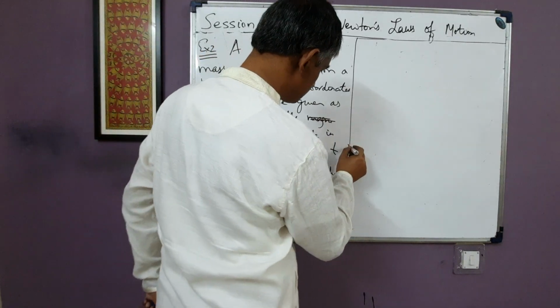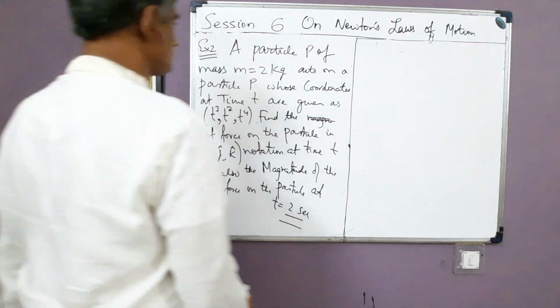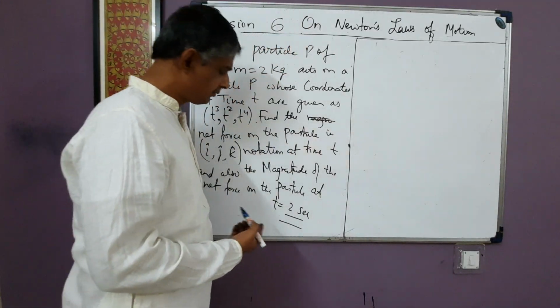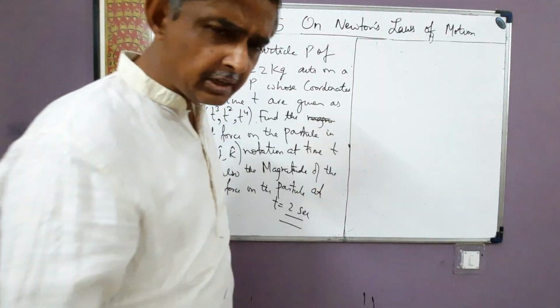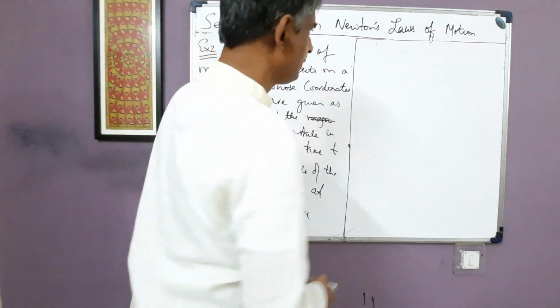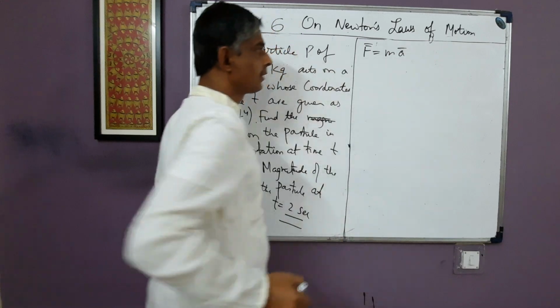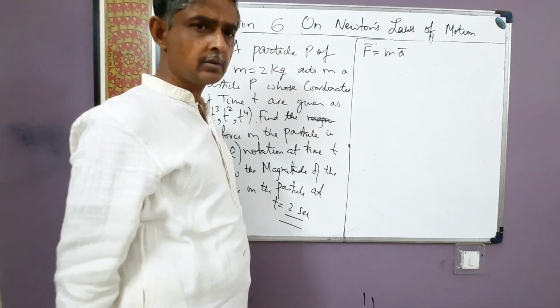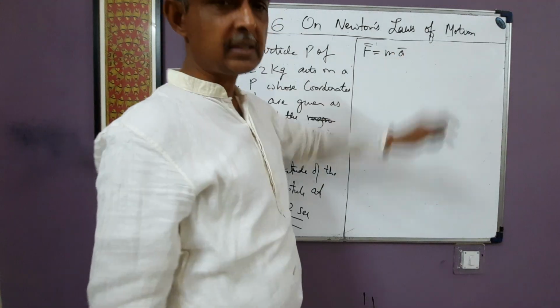See, the problem is this. So here, we have just to find out the magnitude of net force. So here there is no meaning of writing F dash, F double dash, etc. We just write down Newton's second law as usual. What you write? M into A. F is the net force on particle. Simply net force equals to mass times acceleration.